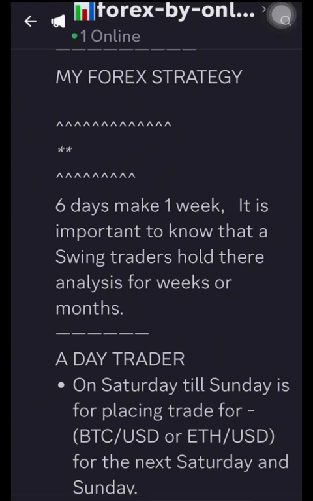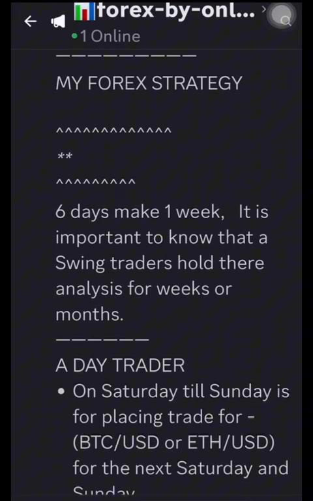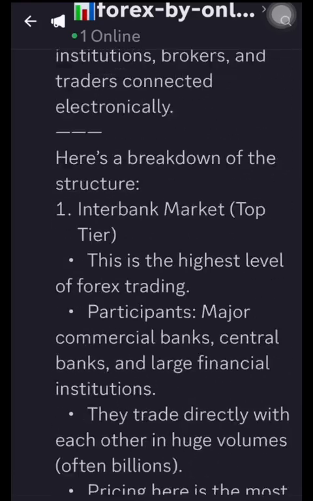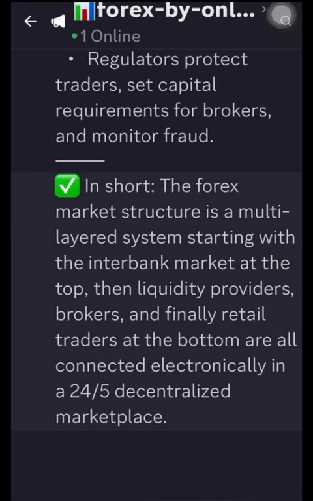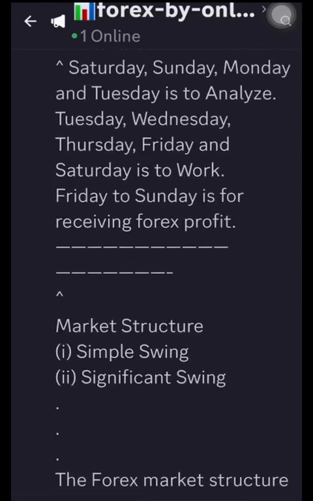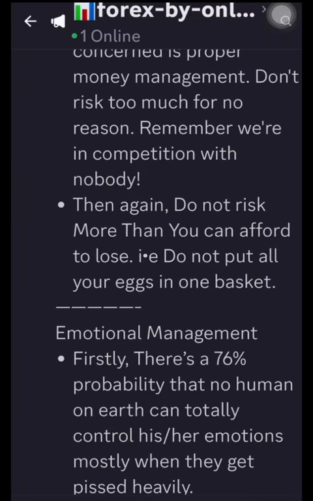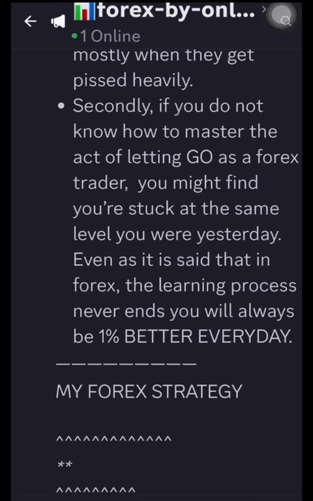I'm still on how to control, manage, and expect losses. This is what I was talking about. I'm done with how to control, manage, and expect losses. I use money management and emotional management as examples of how to control, manage, and expect losses.